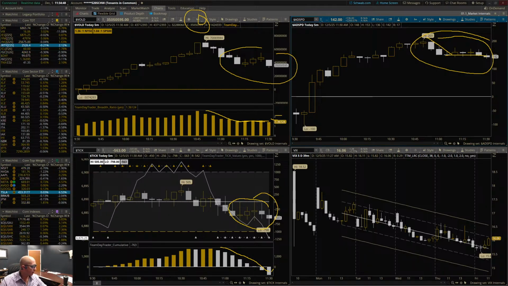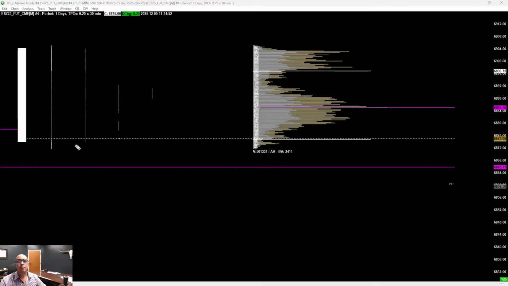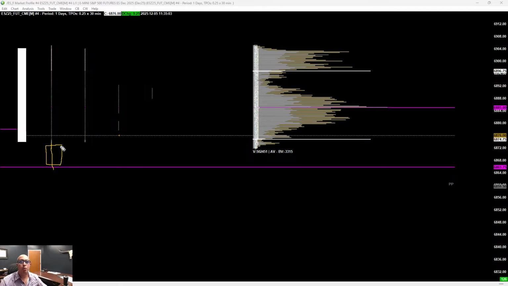Then going back again to the profile chart. I don't want to see this TPO really getting any kind of momentum to the downside, where this ends up making like a single print. I want to see this kind of roll back up.